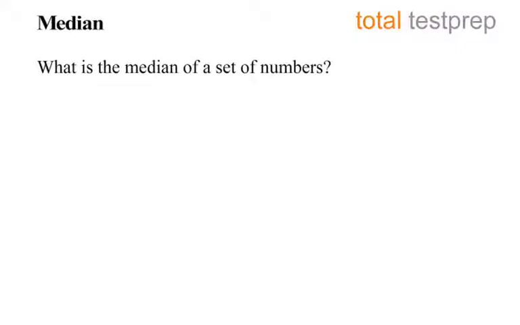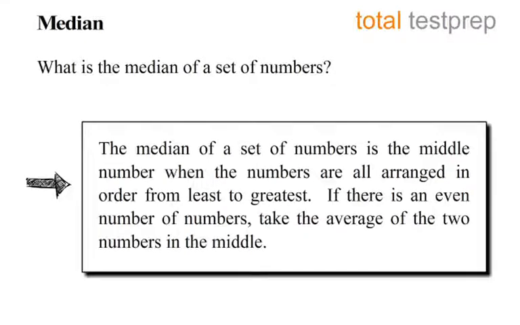In this section, we'll be dealing with the concept of median. What is the median of a set of numbers? The median of a set of numbers is the middle number when the numbers are all arranged in order from least to greatest. If there is an even number of numbers, take the average of the two numbers in the middle.